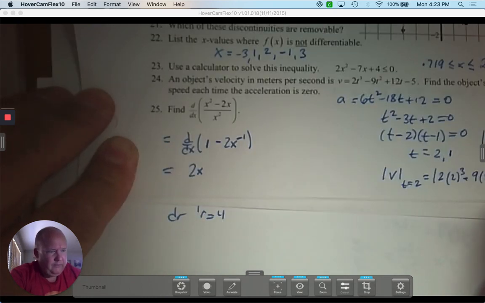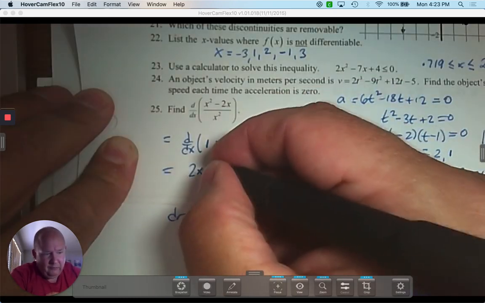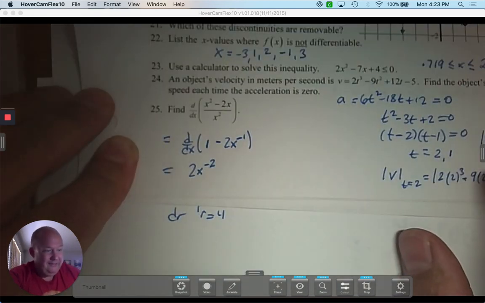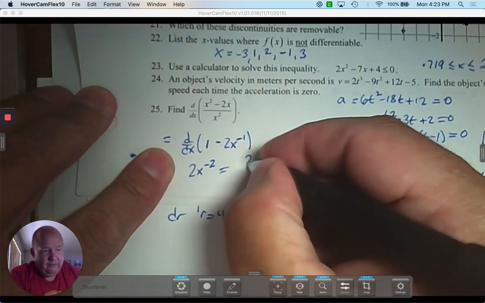Oh, what just happened here? Yeah, subtract 1, sorry. Negative 1, I thought it was going to be a 0. Subtract 1 from the exponent, and it's 2x to the negative 2. And you could also write that answer as simply as 2 over x squared.